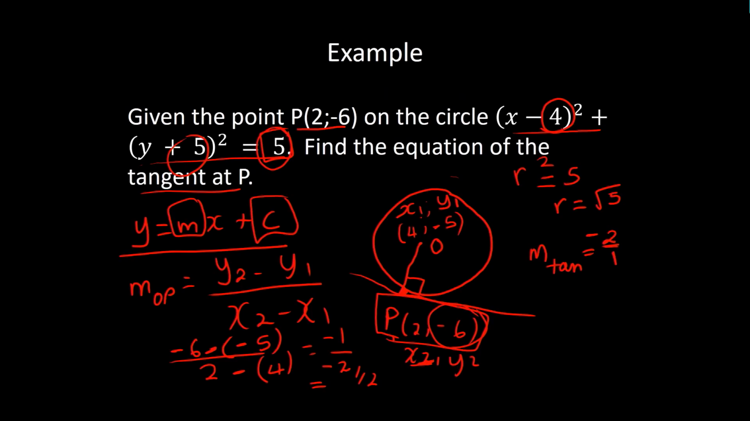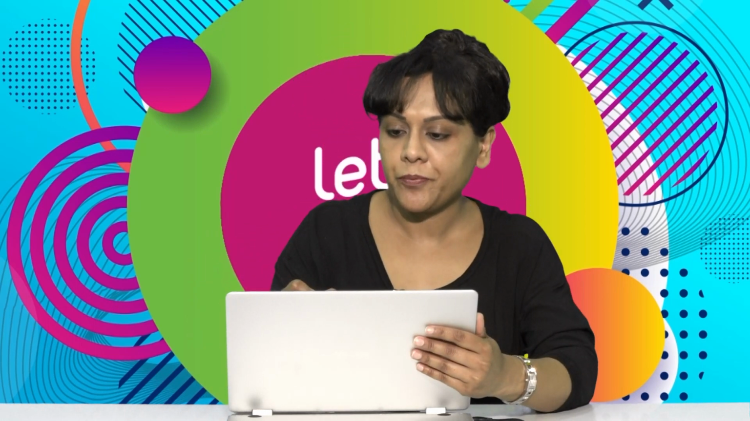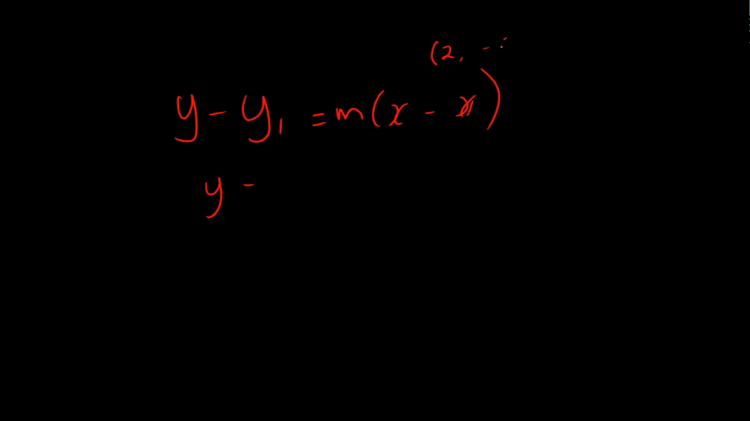Now what you can do to find the equation of the straight line, you can use this form, y minus y1 is equal to m times x minus x1. Okay, so y minus y1, we're going to use the coordinates of the point P to find the equation of the straight line. Why are we using the coordinates of point P? Because remember, the straight line is only passing through the point P. It is not passing through the center of the circle. So you cannot use 4 and negative 5 as your coordinates on the straight line. You have to use 2 and negative 6.